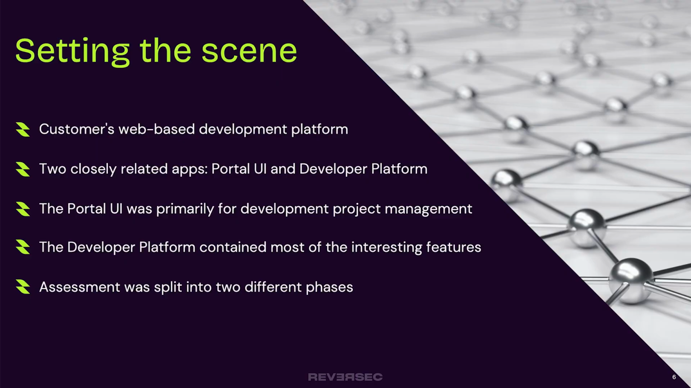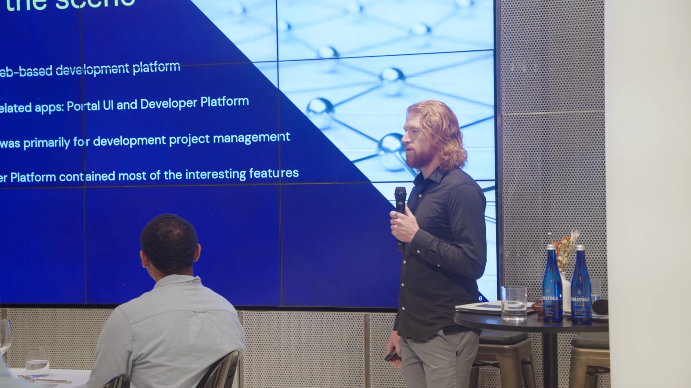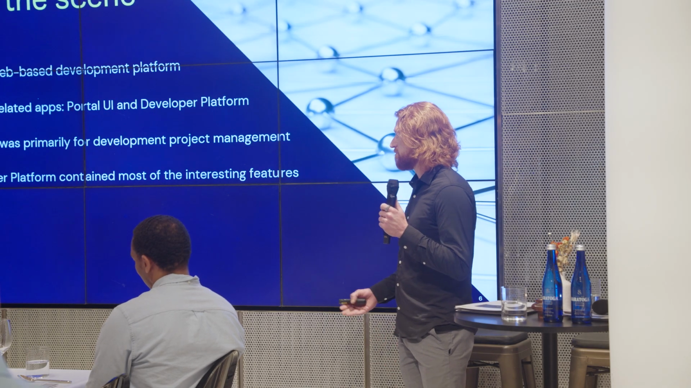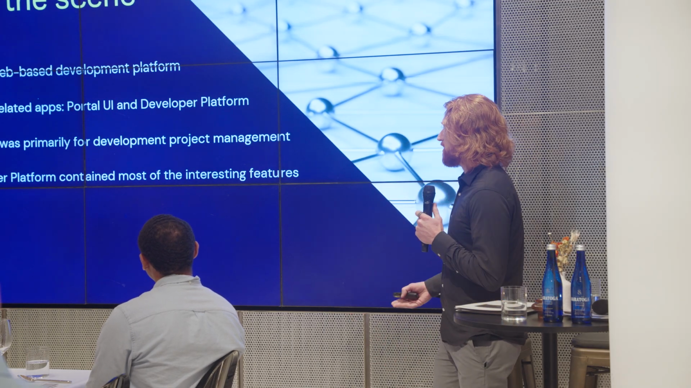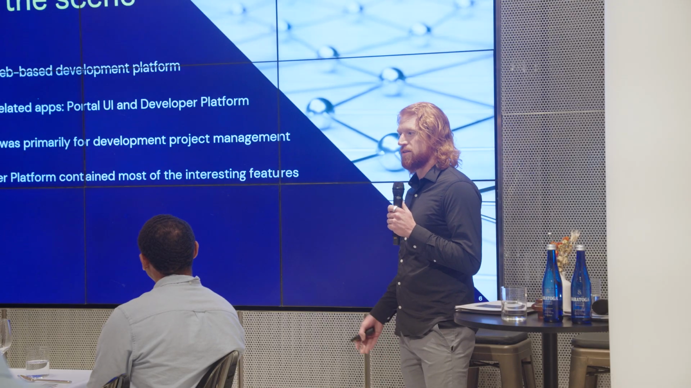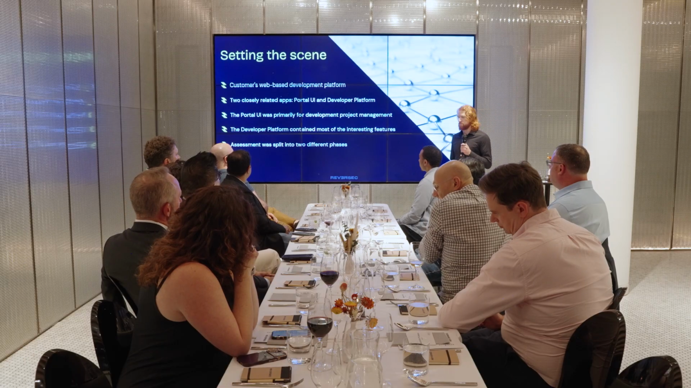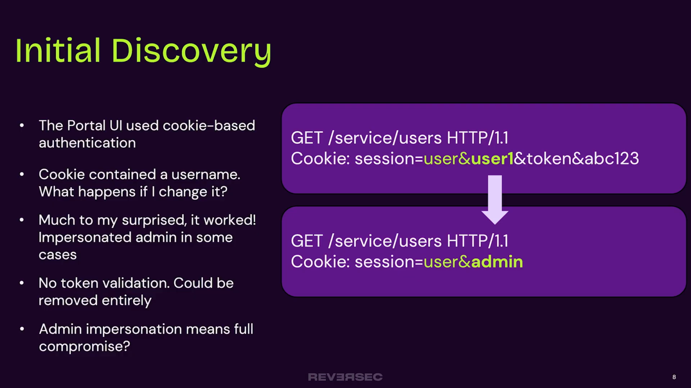This application was the company's web-based development platform. This is where developers would write, test, and execute code. It was actually two closely related apps. We'll call them the Portal UI and the developer platform. The Portal UI was primarily used for project management of developer projects, and the developer platform was where the core functionality was. This is what contains most of the interesting features. Because it was two different applications, I split the assessment into two different parts, starting with the Portal UI.